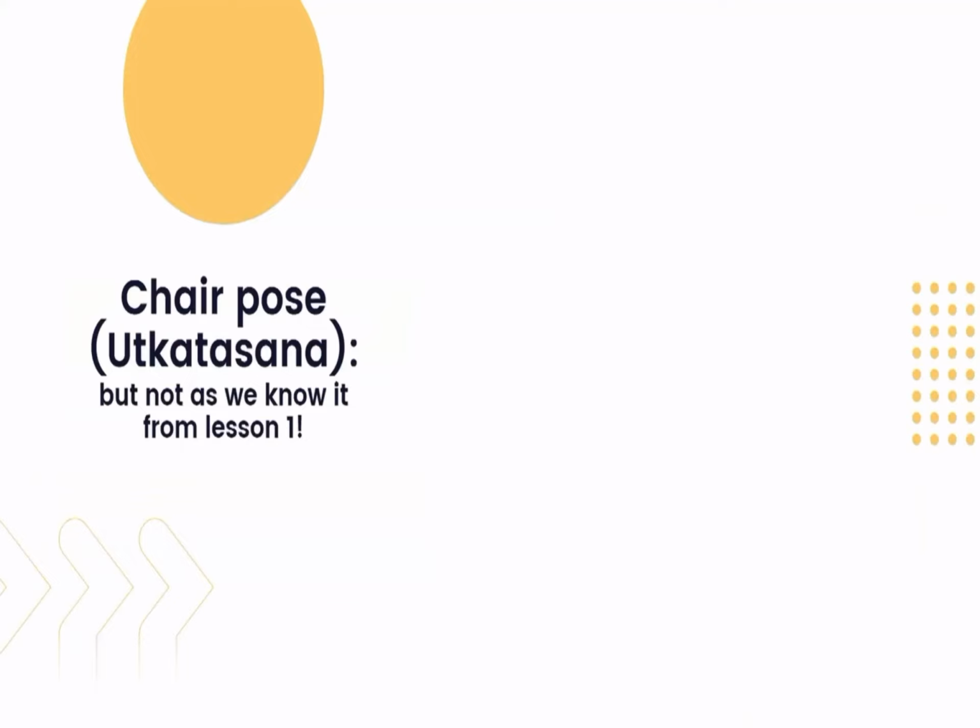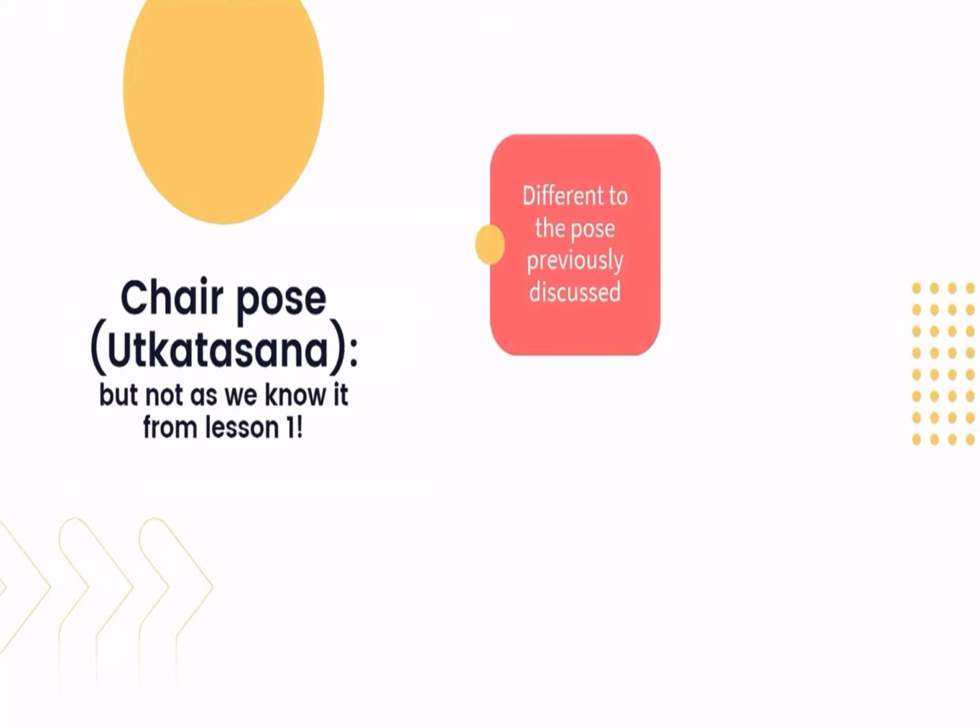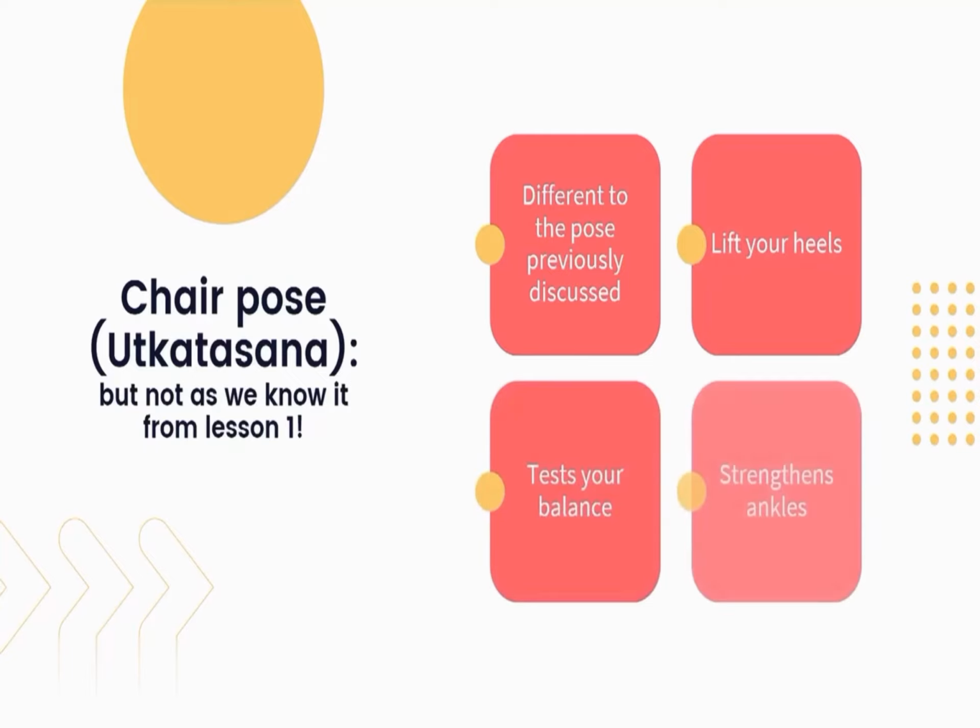Chair pose, Utkatasana, but not as we know it from lesson 1. To get into the Bikram variation of this pose, bend your knees and send your hips towards the mat as you find a deep, stable squat position. Brush your fingertips along the mat and continue to reach your arms forward until your fingertips are in line with your shoulders. Once you feel stable, see if you can lift your heels while maintaining the bend in your knees and your upright posture. This variation targets the quads more than ever, tests your balance, and strengthens your ankles.